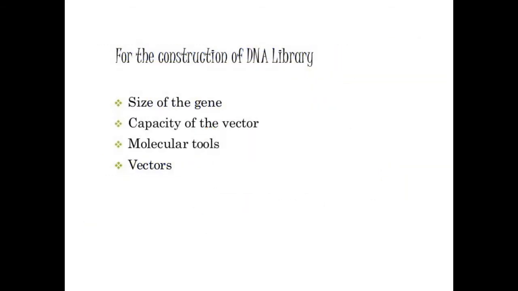Now, for the construction of a DNA library, the size of the gene is very important, because the vector you are going to use will depend upon the size of the gene. Say, for example, the size of the gene is very large, then you have to go for a high carrying capacity vector. If the size of the gene is not very large, say 500,000 base pairs, then you go for plasmids and phages.